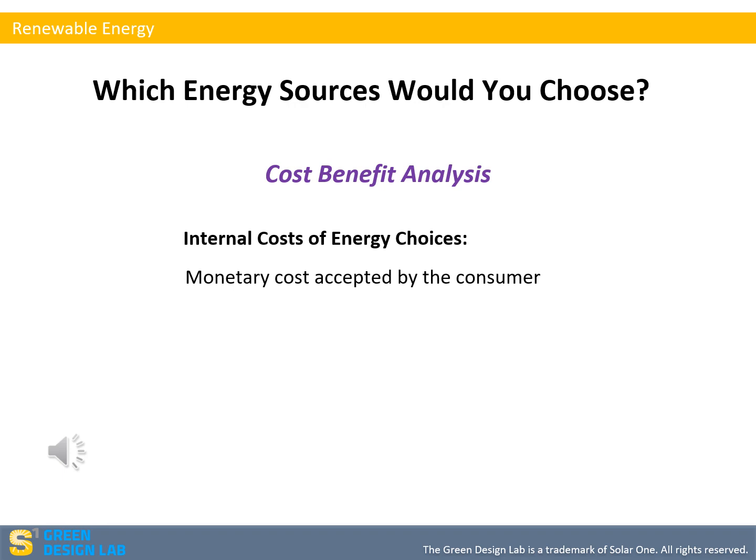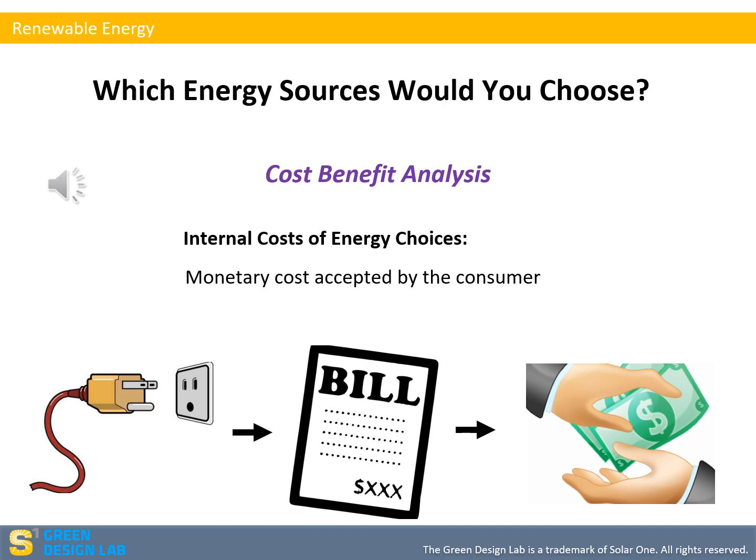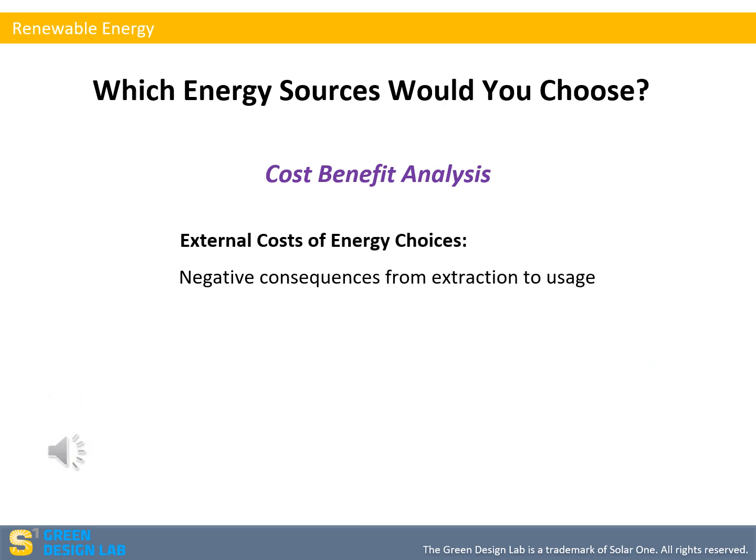These are the monetary costs accepted by the consumer. For example, we use electricity, we get the utility bill, and we pay for the amount of electricity we used. A cost-benefit analysis must also consider the external costs of your energy choices. These are the negative consequences from extraction to usage.